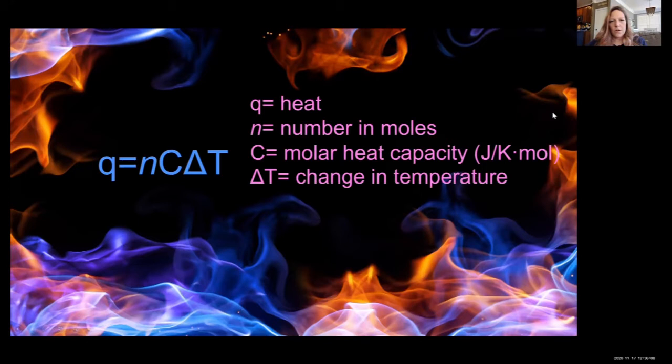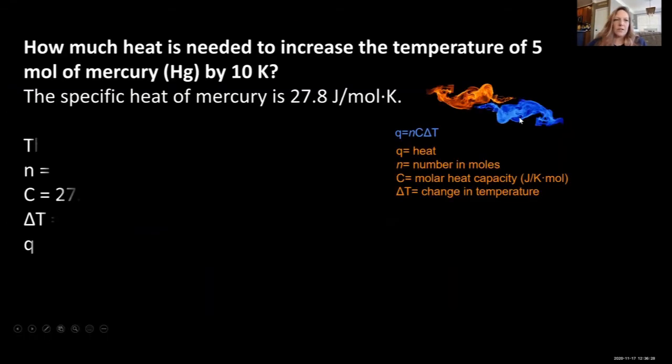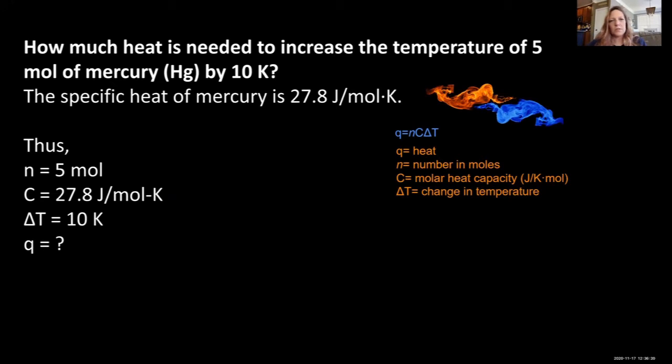So here is our equation for figuring out heat when it comes to molar heat capacity. Heat equals the number of moles times the molar heat capacity, which is in joules per Kelvin per mole, times the change in temperature. So there it is again, and here's an example. How much heat is needed to increase the temperature of a mole of mercury by 10 Kelvin? The specific heat of mercury is 27.8 joules per mole Kelvin.